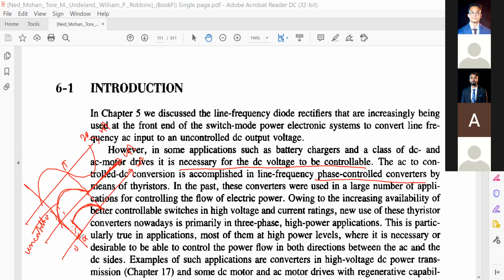You can control the phase. That phase will be controlled from 0 to pi. You can move here. You can omit this portion. And if you take the average value, of course, this average value will be less than the average value of this one. I am talking about the half wave rectifier. You understand what I want to say?